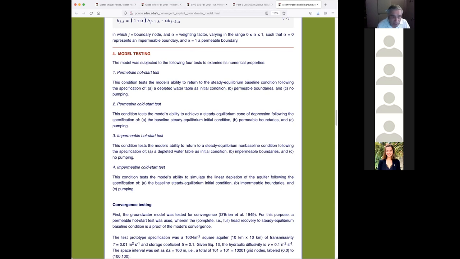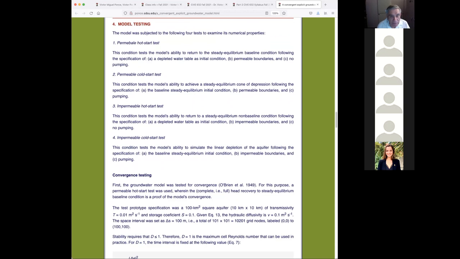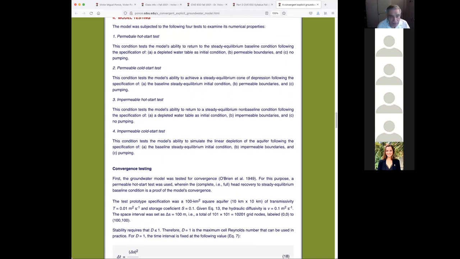Now, that's the first one. The second one is permeable cold start. Okay, this condition tests the model's ability to achieve a steady state following the specification of pumping. In other words, there has been no pumping. So you start pumping a certain amount, and you're going to find out when it is going to reach equilibrium. That's a fundamental one, a basic problem of hydrogeology.